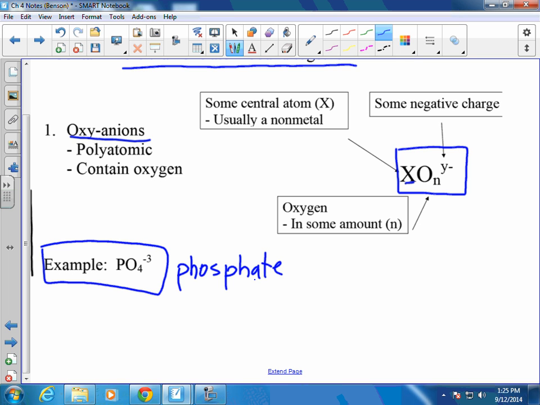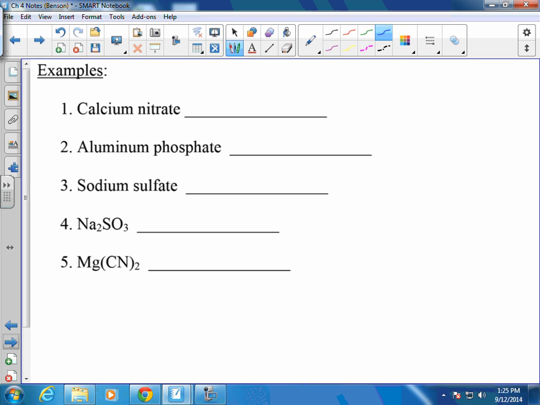So you notice that I no longer have that -ide ending. That tells you that there must be oxygen involved. So how do we use this? I'm not going to do anything different. I've been doing it all along. I've been writing down the symbol and its charge.